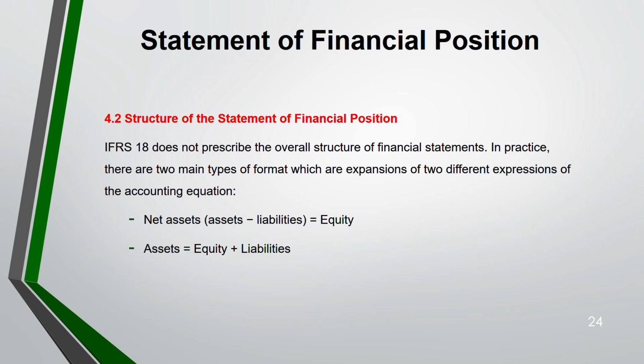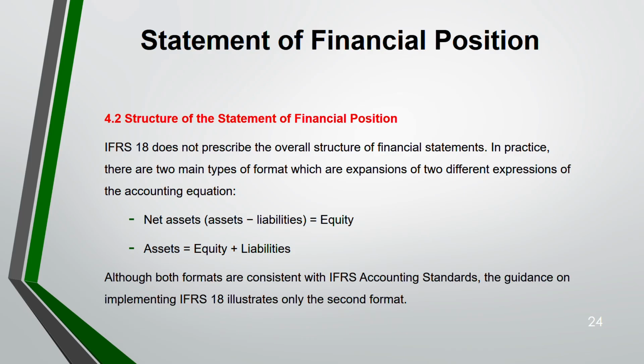The next way, which is very popular and which in ACCA Financial Reporting and SBR we also follow, is the second method. Your asset is equal to equity plus liabilities. In that, liabilities have both current and non-current. Okay. It is the same meaning, expressed in two different ways, but it's the same thing. Both methods are consistent with IFRS accounting standards, but the guidance on implementing IFRS 18 illustrates only the second format. If you see all the examples, they are in the second format. Asset is equal to equity plus liability. So remember this throughout your FR and also take it to your SBR.